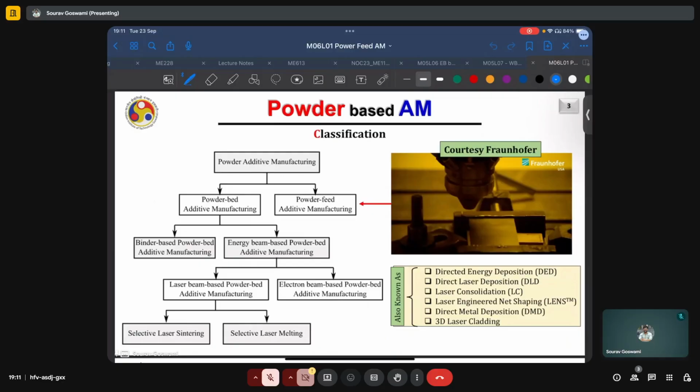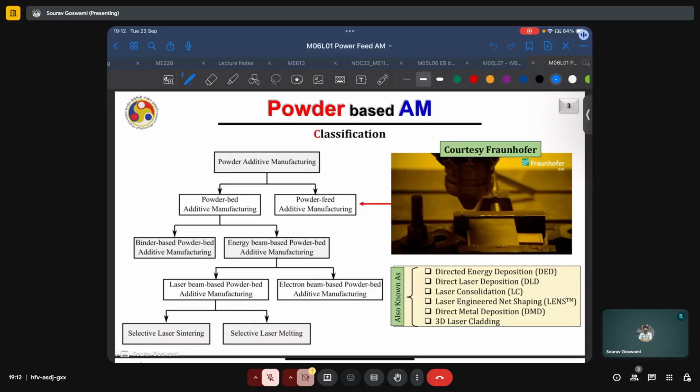Now, for the powder bed AM processes, it can either be binder-based powder bed AM, as we just discussed, or it can be energy beam-based powder bed AM. Among the energy beams, we can have laser beam powder bed AM or electron beam powder bed AM, depending on the fusion mechanism, whether it is solid state or liquid state. If it is solid state, the process is called selective laser sintering, because they are only sintering the metal powders and not melting them completely. Or it can be selective laser melting, where melting, fusion, and solidification takes place.